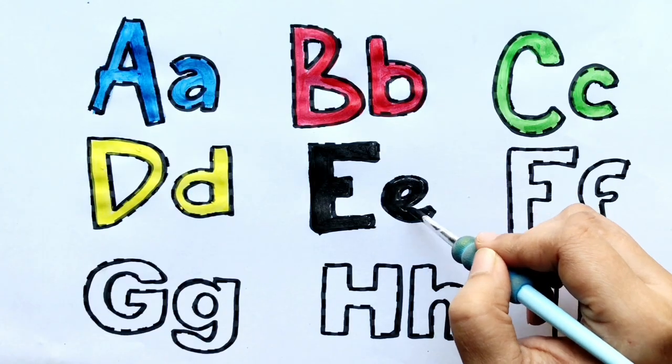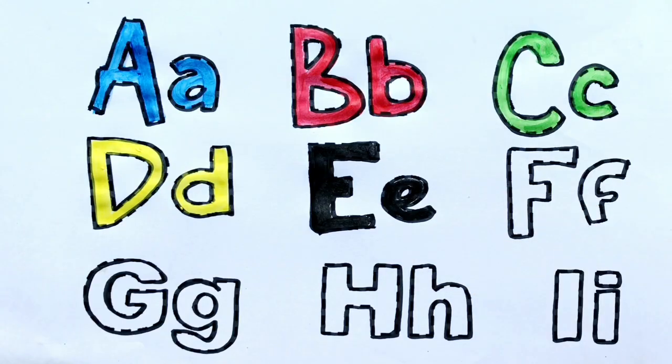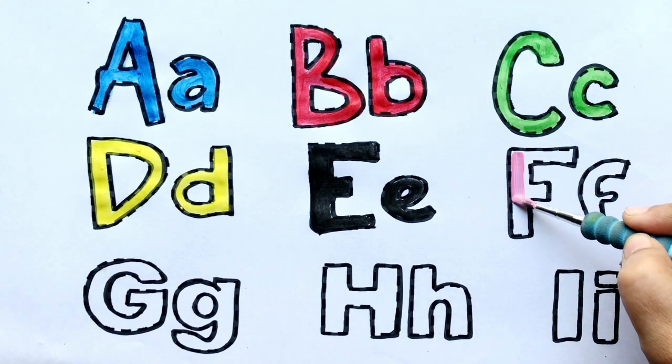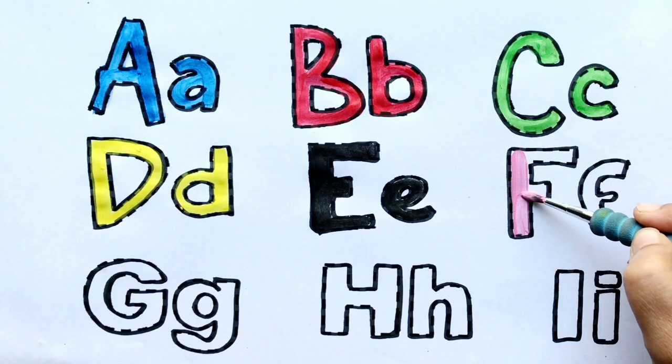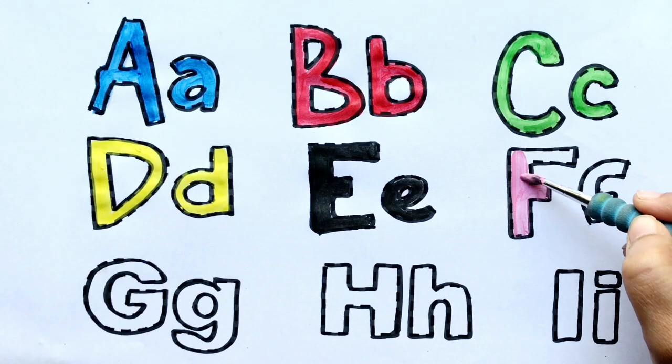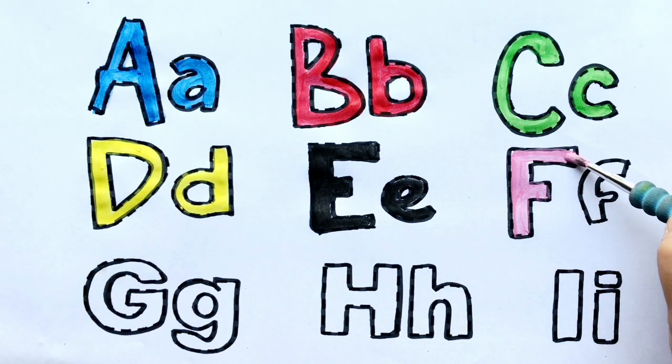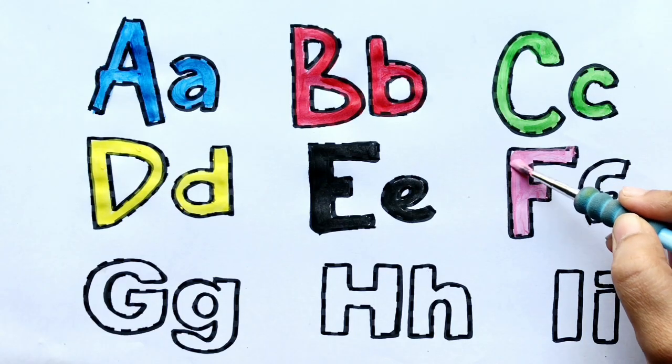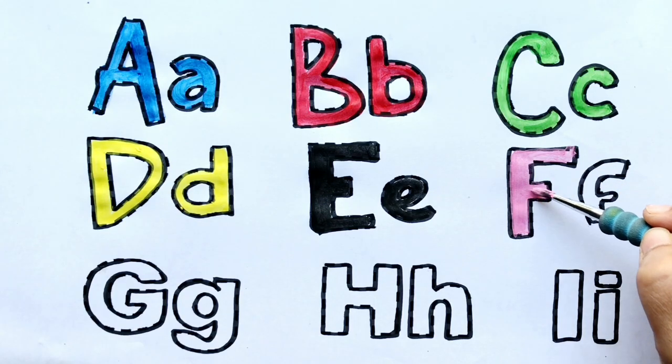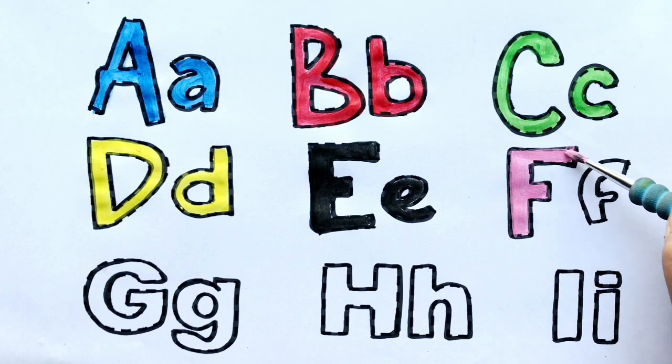Now I know my ABCs. Next time, won't you sing with me? Light pink color. Capital letter F. F for frog. A B C D E F G H I J K L M N O P. Small letter F. F for fish. T U V W X Y and Z.